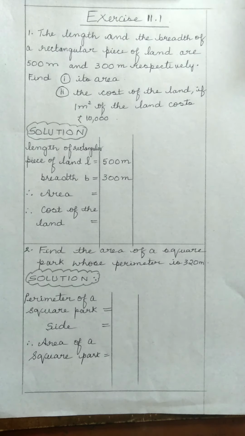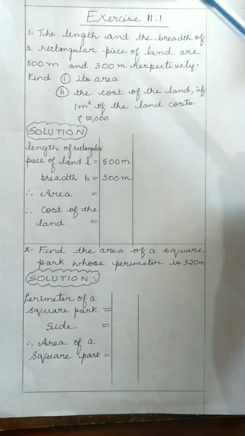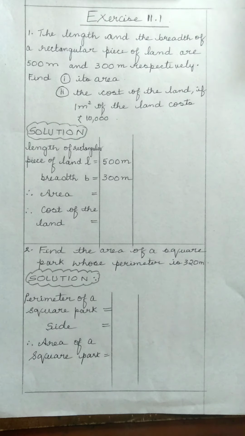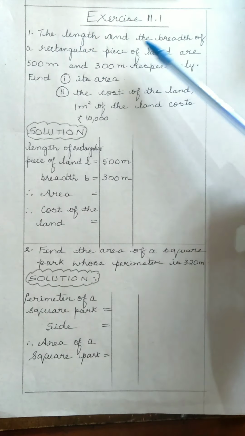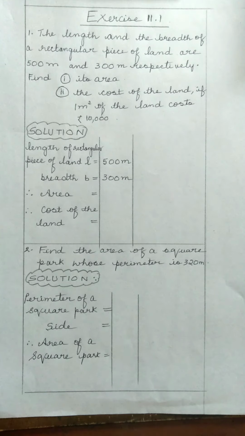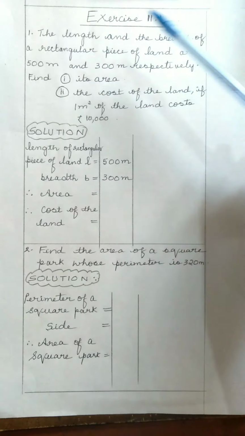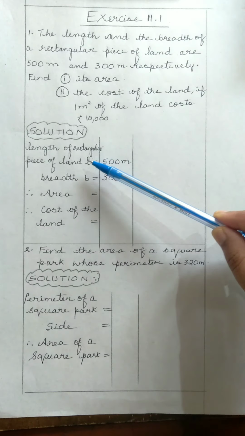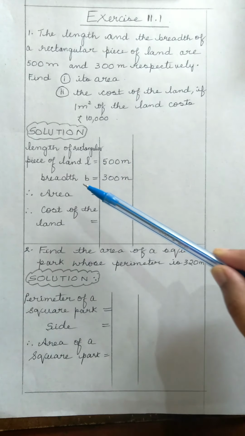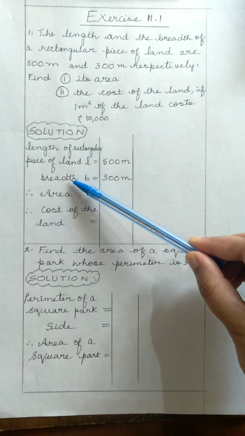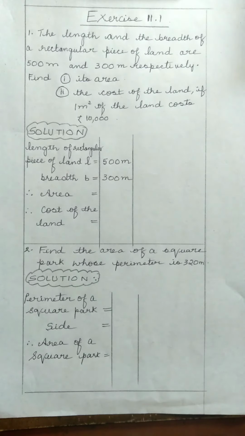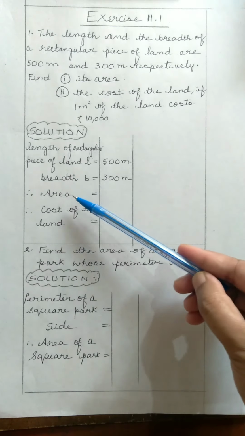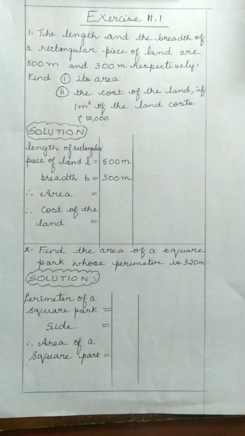So children, here the length and the breadth measurement is given of the rectangular piece of land. So there is a land and the land is in the shape of a rectangle. The length will be equal to 500 meter and breadth will be equal to 300 meter. What is the first question, children? We need to find out the area.